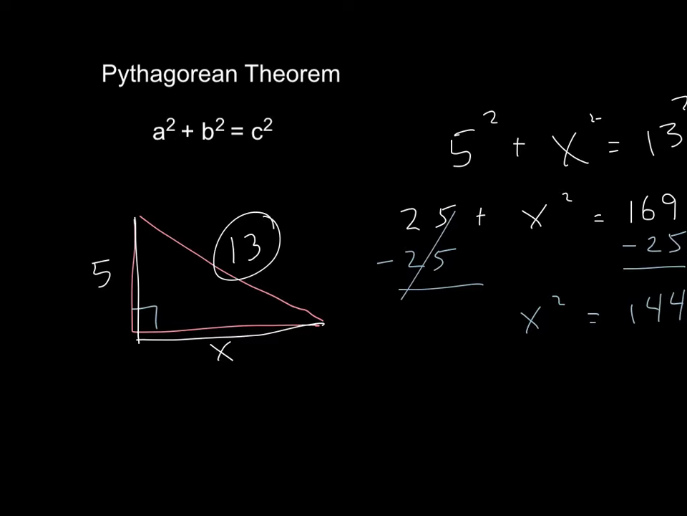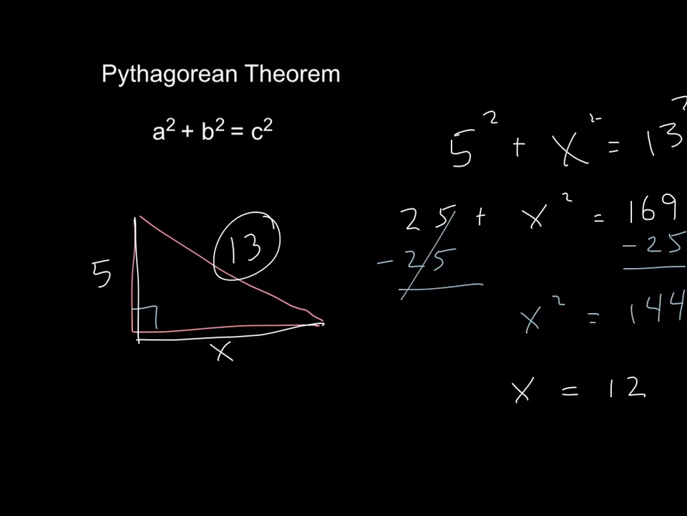Now we want to find the value of x. Well, what number squared equals 144? If we take the square root of each side, the square root of x squared is x, and the square root of 144 is 12, because 12 times 12 is 144.